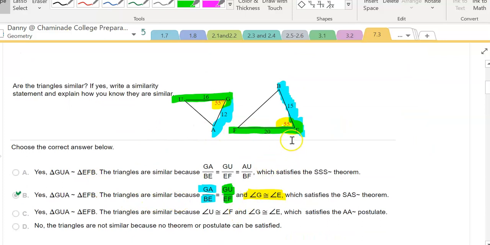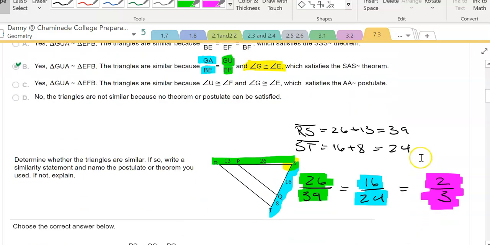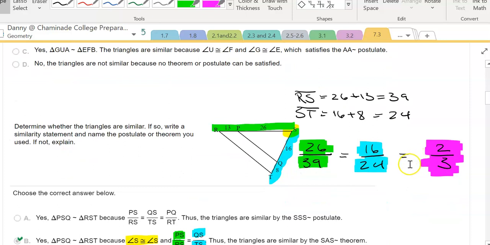And here, we're given that this angle is congruent, so that's where we get that middle part, the angle, and the two sides that form it. If we divide 20 by 16, and if we divide 15 by 12, we get the same number, the scale factor that we talked about before.